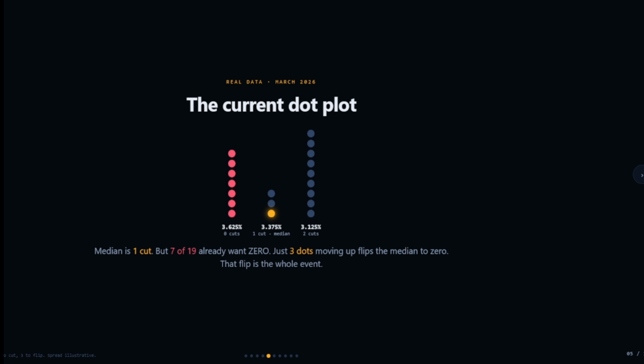Here's the real dot plot from March. The median sits at 1 cut for 2026. But look at the red dots. 7 of 19 want 0 cuts. The median is hanging by a thread. It takes just 3 more people nudging their dot up, and the headline flips from 1 cut to 0. That flip is the most important thing to watch tomorrow.